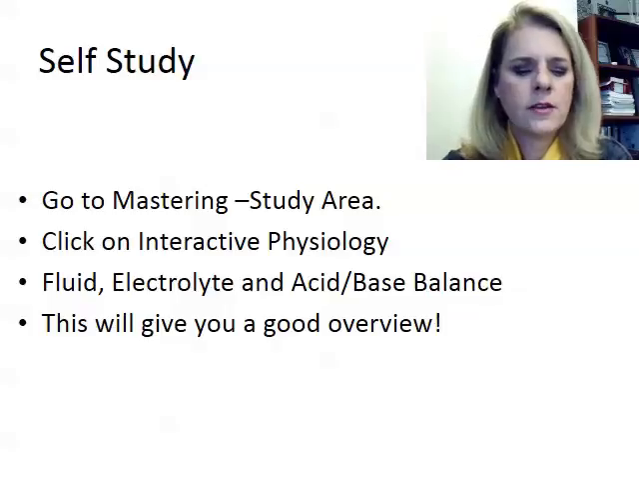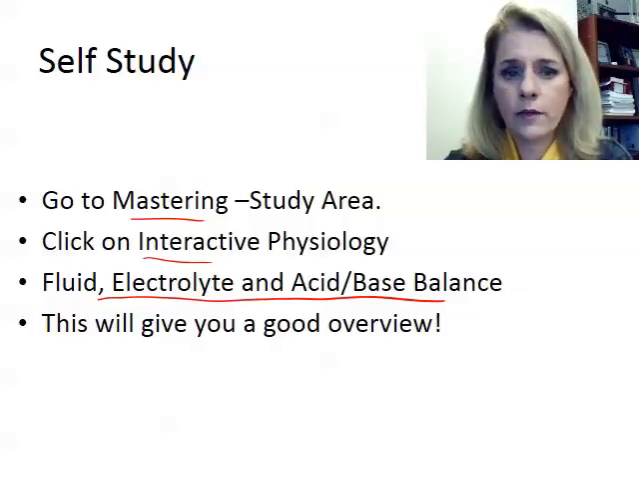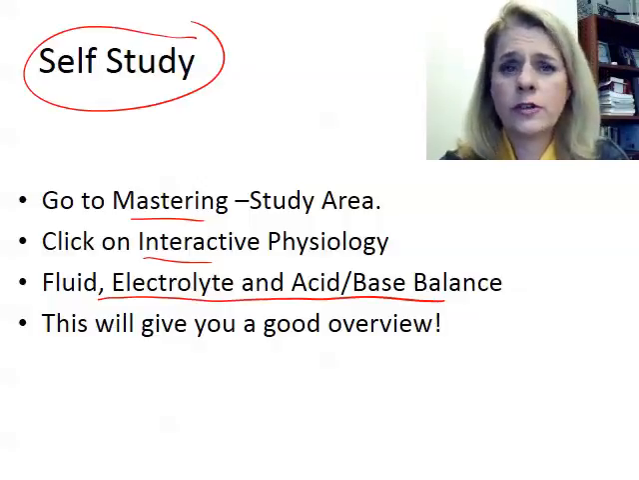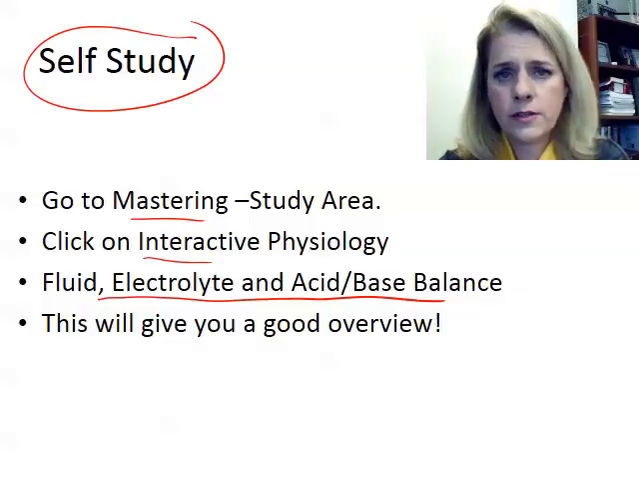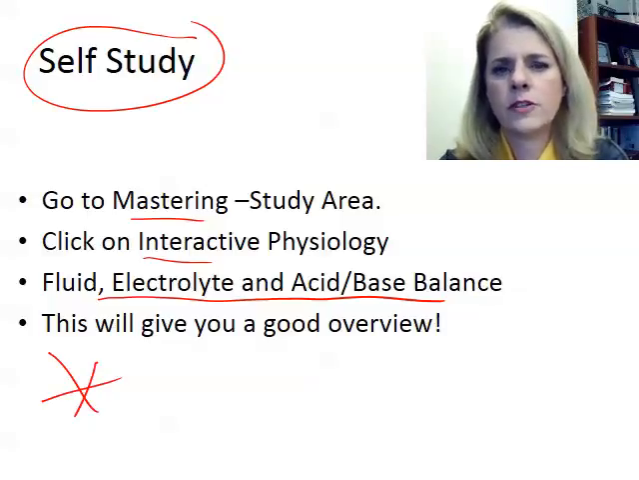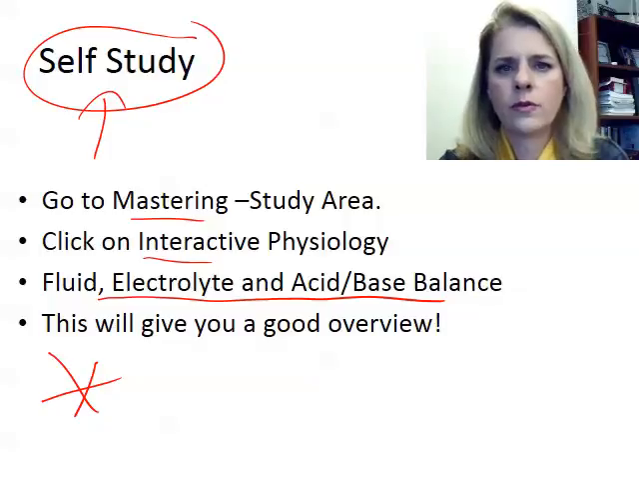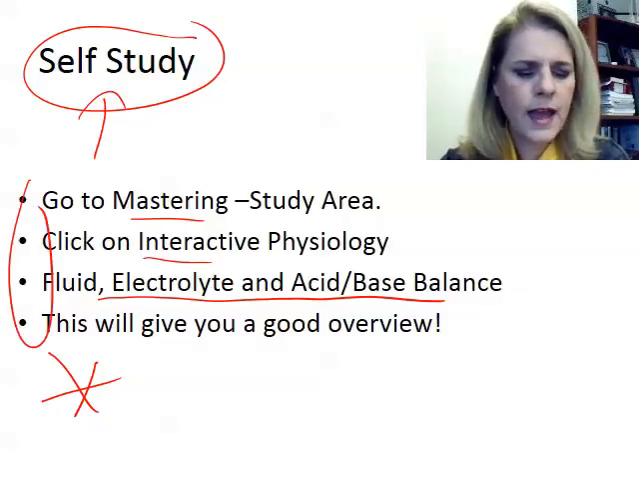Now, there is a place in your Mastering, if you go to the study area, to Interactive Physiology, and there's a fluid and electrolyte acid-base balance overview. I would really encourage you to go to Mastering and do this on your own as a good way to review, because these are some really key concepts that you need to have a good grasp on. If you haven't had a chance, or if you've never had this kind of chemistry before, fluid and acid-base balance and things like that, take some time to go to the self-study area and work through those activities, and you'll learn more about it.